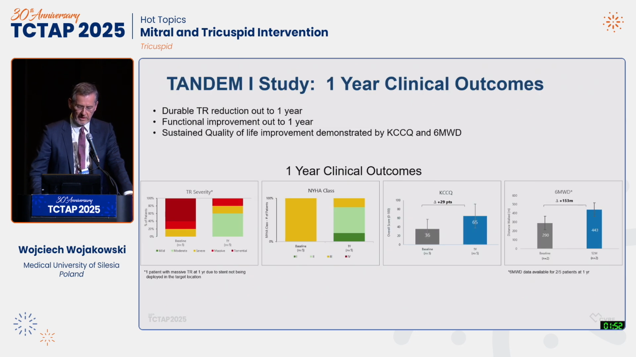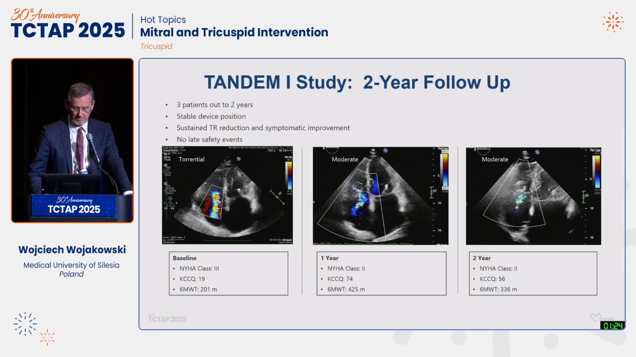The 1-year clinical outcomes are a reduction of the TR severity and improvement in NYHA class, some improvement in quality of life, and 6-minute walk test. Of course, the N is 11, so we have to be cautious about what we conclude based on 11 patients. But we have those patients already at 2 years follow-up, and there is a consistent improvement in their quality of life.